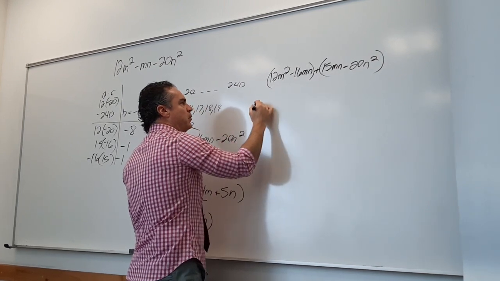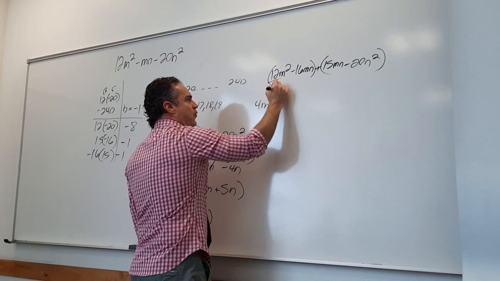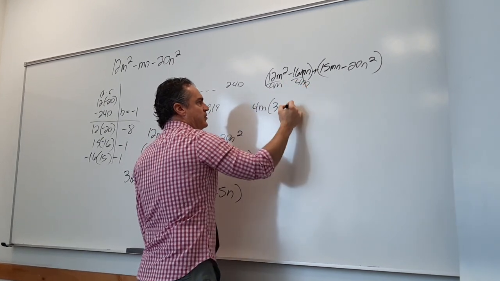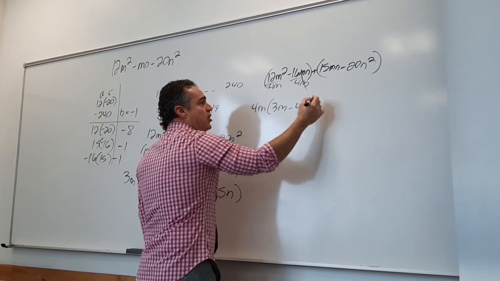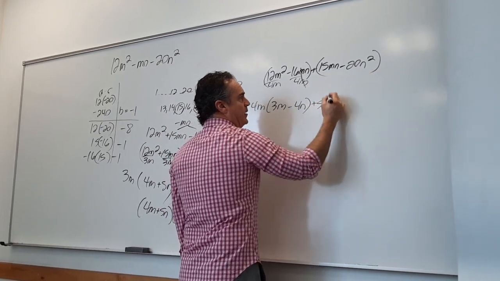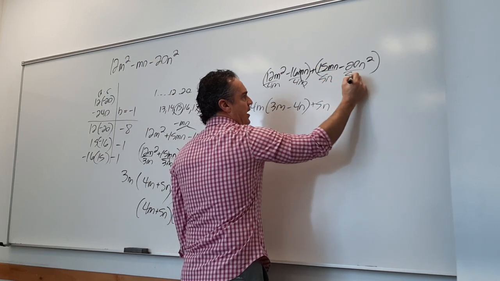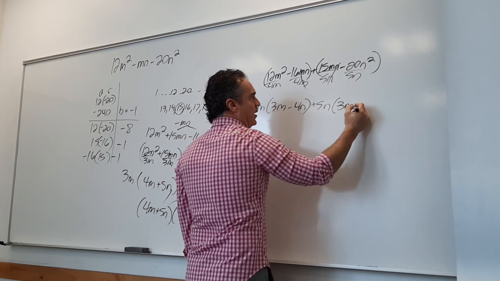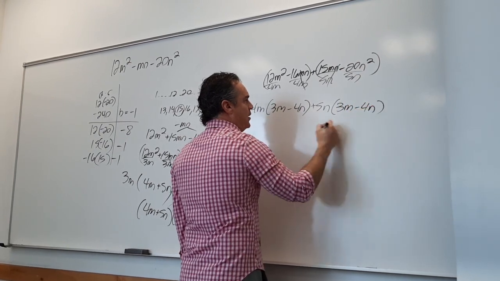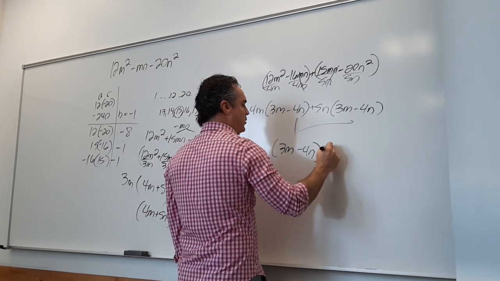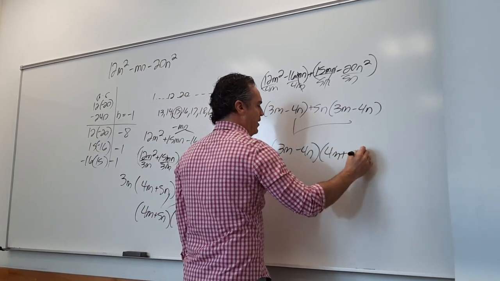Your common factor here would have been 4m. Put this over 4m, put this over 4m, and you would have got 3m, these cancel, minus 4n. Your common factor here would be plus 5n, and so you put this over 5n and this over 5n, and this would make 3, these cancel, m, and this would make minus 4n. Your common parentheses would be 3m minus 4n, and your leftovers would be 4m plus 5n.